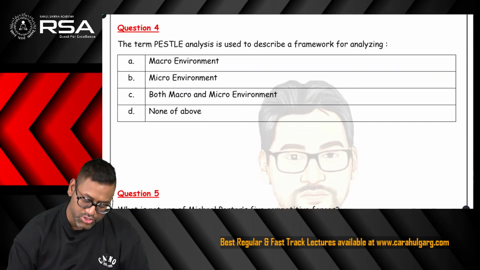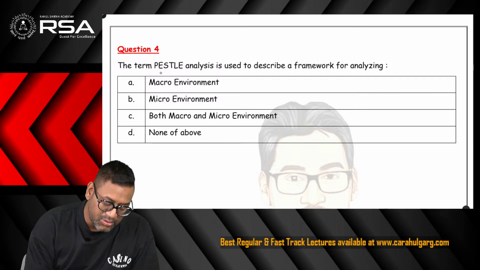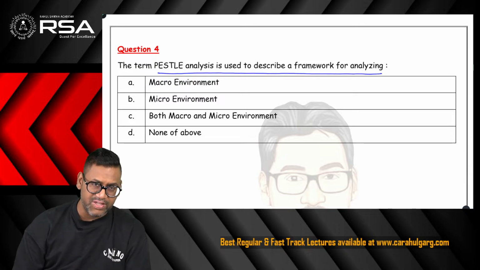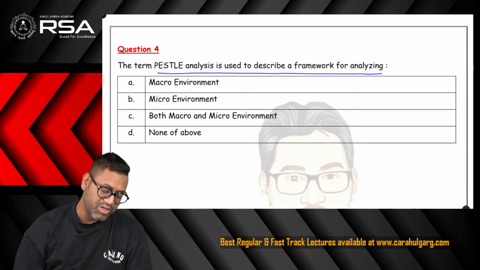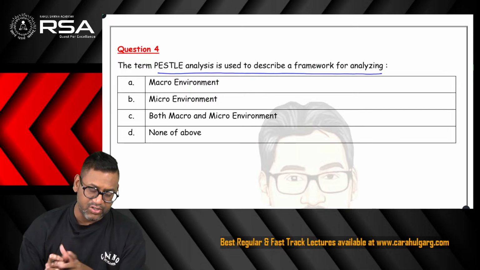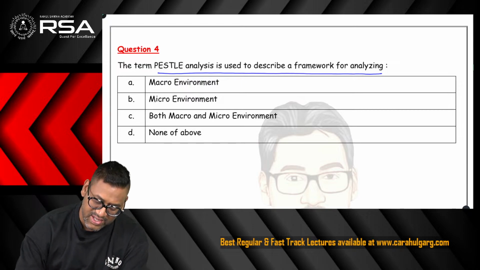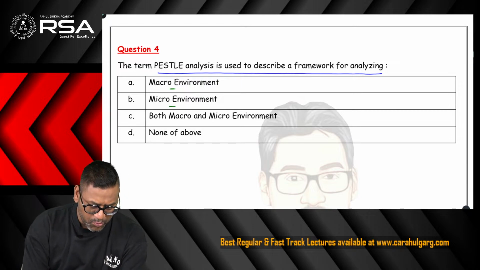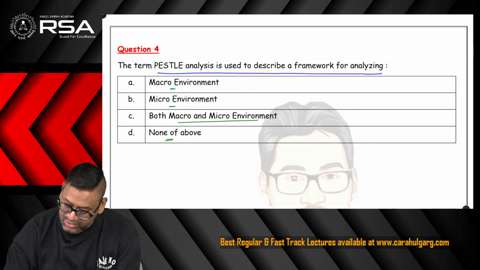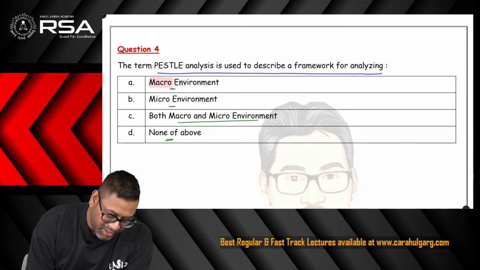Come on, next question. We are moving to the external environment analysis. The term PESTLE analysis is used to describe the framework for analyzing what? PESTLE: political, economic, social, technological, legal, and environmental factors. So PESTLE is a framework to analyze, it says, macro environment or micro, or both micro and macro, or none of the above. What's the correct answer? The correct answer is macro environment.